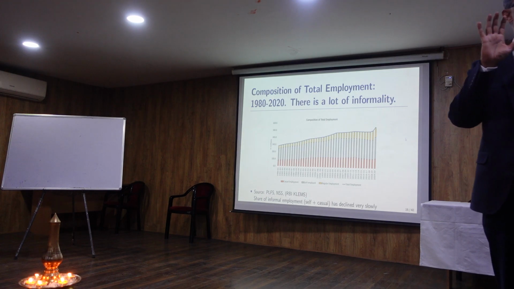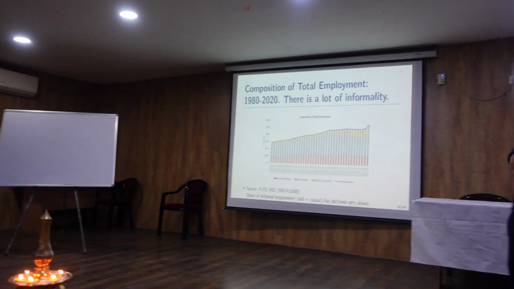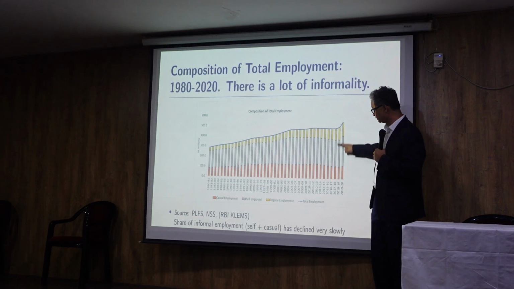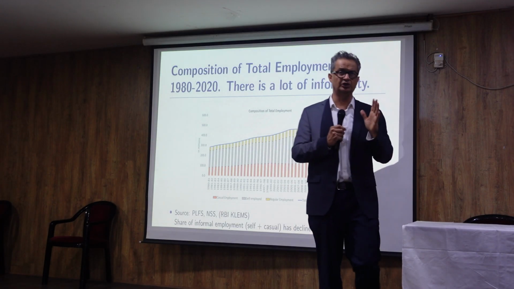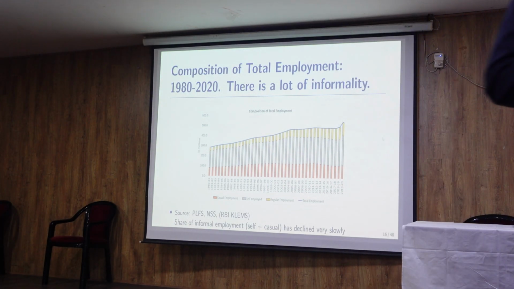So this is the graph that I want to use to motivate the talk. The talk is about how you set monetary policy with this type of structural feature in your labor market. Okay? So this is casual over here, and this is self over here, and this is regular employment. Which sector of the economy has a very high proportion of casual labor?